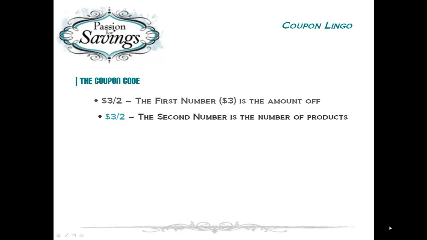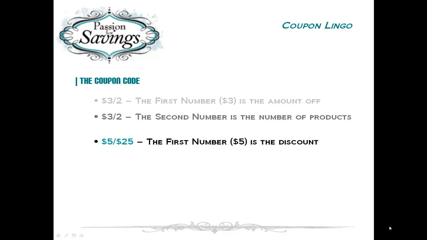The first thing that I want to talk about is the actual numeric value of coupons. The first number is going to be the amount off, that's the discount amount. The second number is going to be the number of products required for that coupon, so that's the number of products you need to buy. So $3 off 2 products, that's the way you're going to read that. So if you buy 2 products, you're going to save $3, and you must buy the 2 products in order to be able to use this coupon. You can't buy 1 product and actually save $1.50. It doesn't work that way.